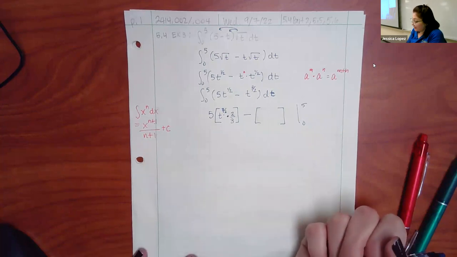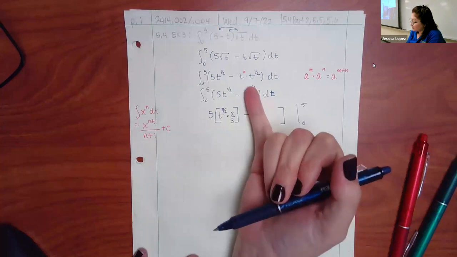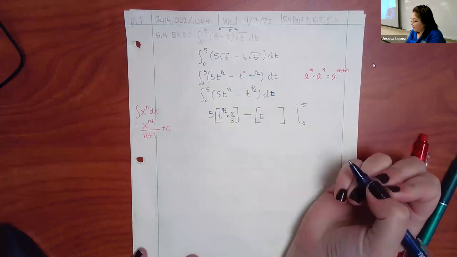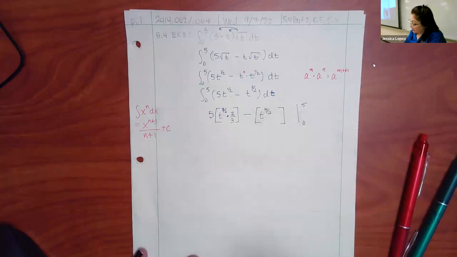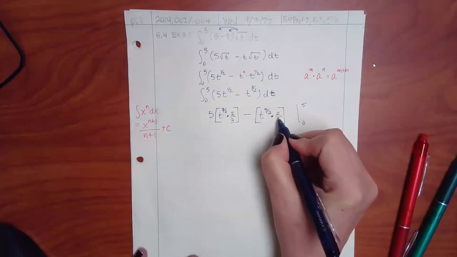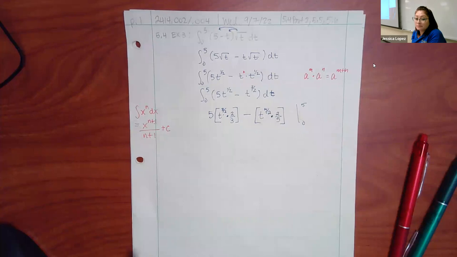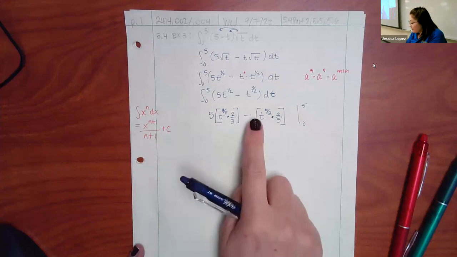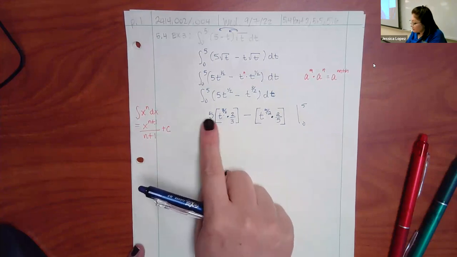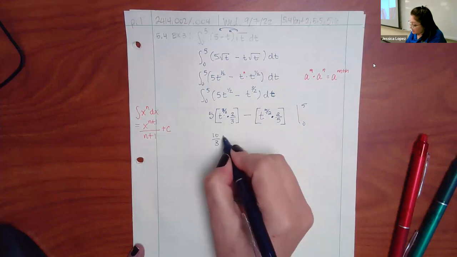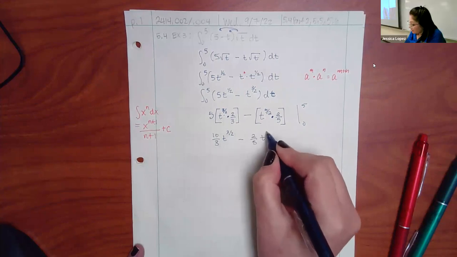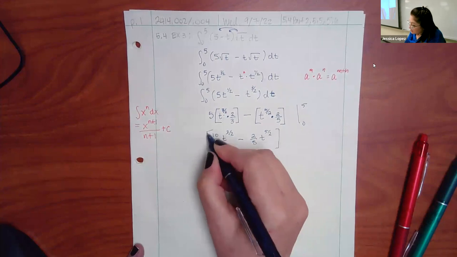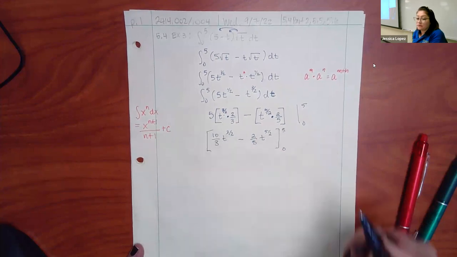Okay. Now for the other one though, what do you get when you add 1 to this exponent? 5/2. Mm-hmm, 5/2. And then I would divide by 5/2, which is the same as multiplying by the reciprocal of 5/2. Right. This one doesn't have a 5, but that one does. But I do need to multiply those. So I'm going to have 10 over 3 t to the 3/2 minus 2/5 t to the 5/2. And then again, I still need to evaluate that whole thing from 0 to 5.